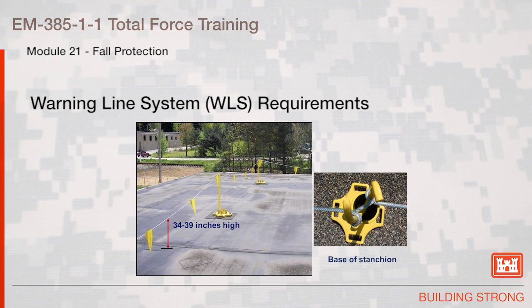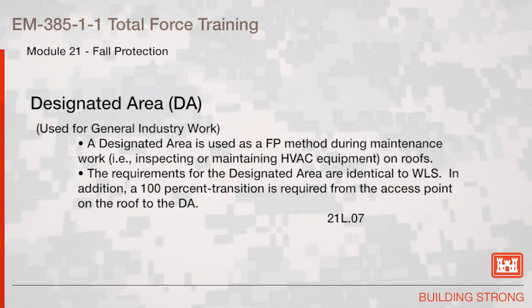This slide illustrates a warning line system in use. It indicates the height between 34 and 39 inches high. It shows the base of the stanchion and how the line is connected at the stanchion to prevent it from sliding between the different stanchions.